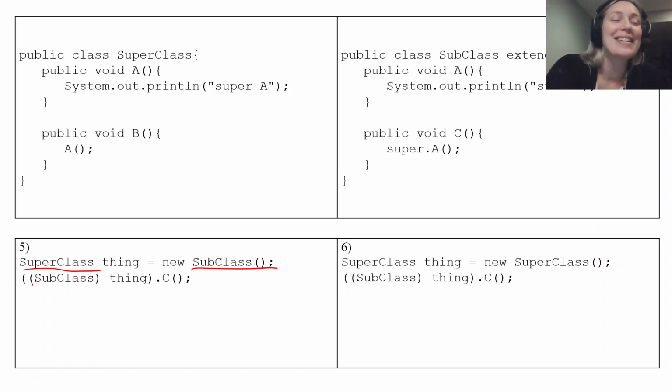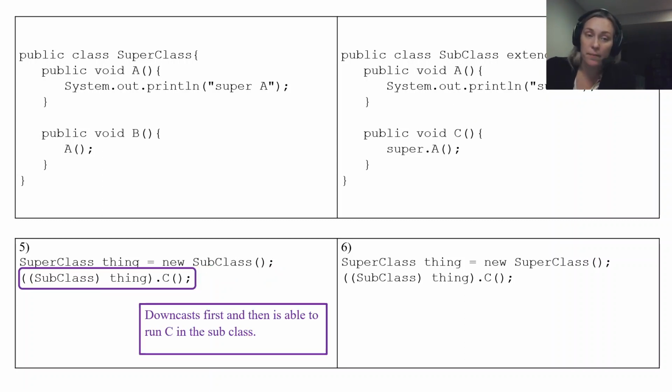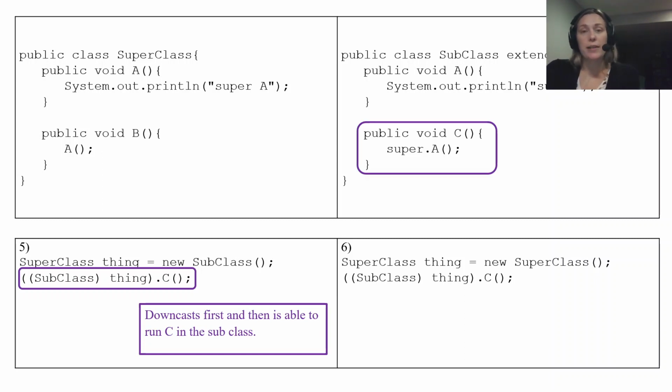An explicit cast. So subclass thing.c, that says, okay, it's legal because thing is created as a subclass, so you're allowed to downcast it to a subclass, okay? So that says, okay, compiler, if C is in subclass, you can compile fine. And it is. C is in subclass, so we compile just fine. And then it's able to run it. And it runs it, explicit call to the super's A method, so it'll print off super A.